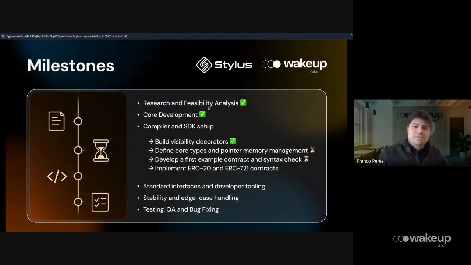So now you've seen the full pipeline. Let's look at where we are and what's coming next. We started with research and core development, building modules like memory, storage, and host bindings to lay the groundwork for Stylus. Right now, we are in the compiler and SDK setup phase. As you saw in the demo, we've already added support for visibility decorators. For example, with view, the compiler knows it's a read-only function and automatically adds the right result logic, so developers don't need to write it manually.